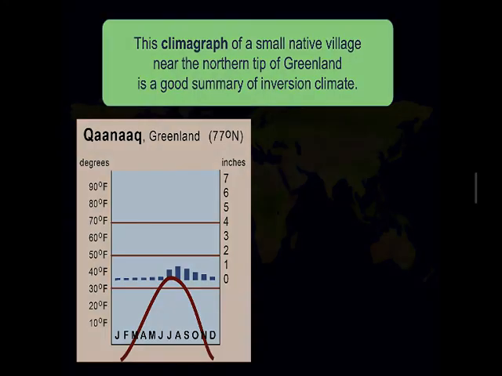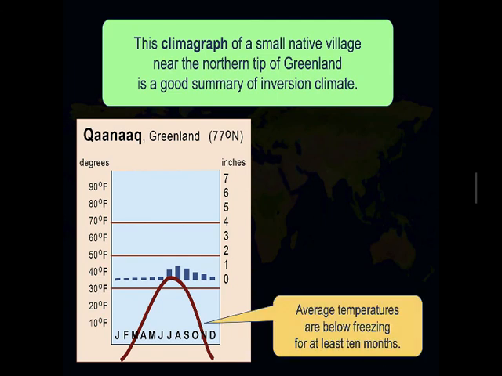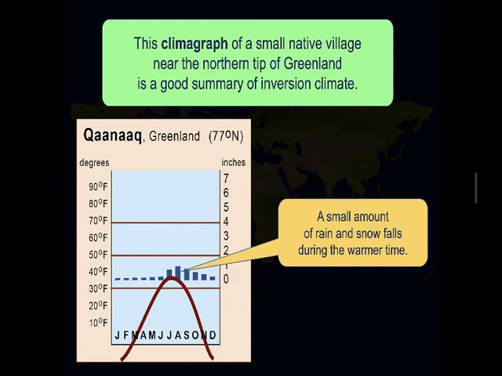This climograph of a small native village near the northern tip of Greenland is a good summary of inversion climate. Average temperatures are below freezing for at least 10 months. The summer is cold and way too short for trees or farming. A small amount of rain and snow falls during the warmer time.